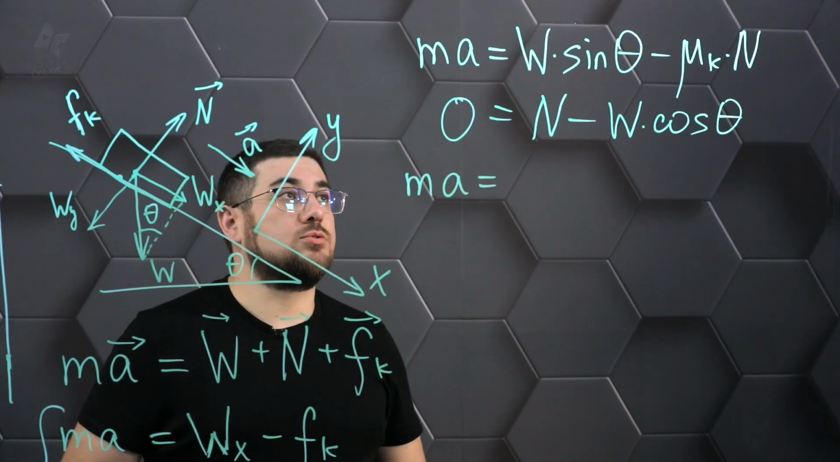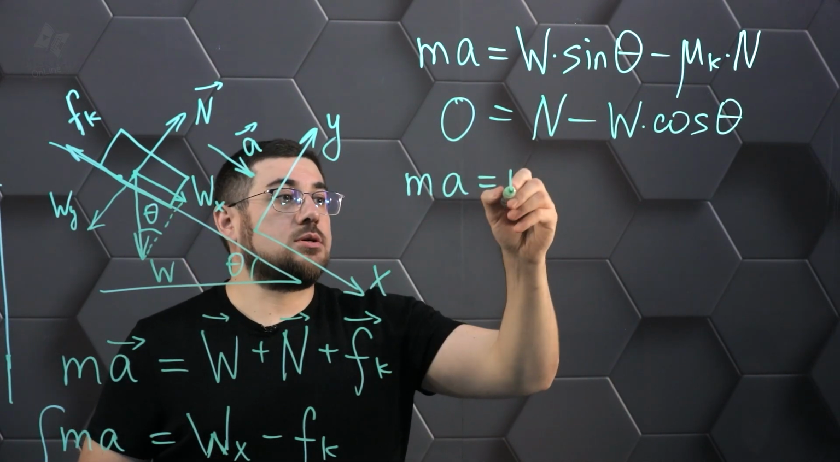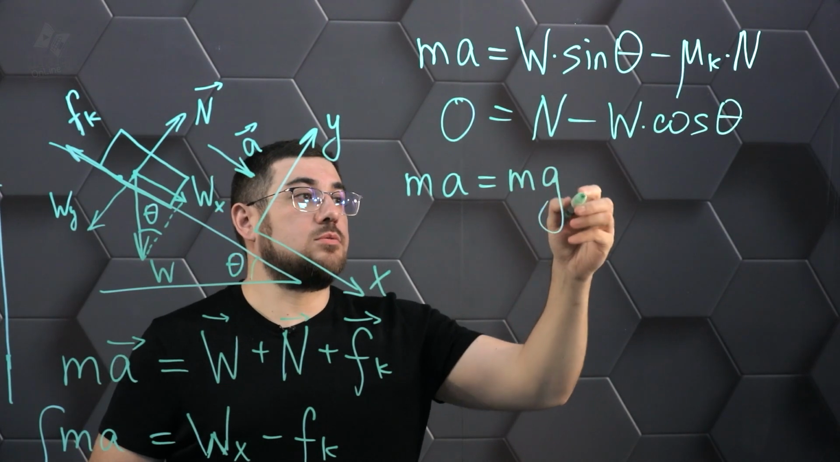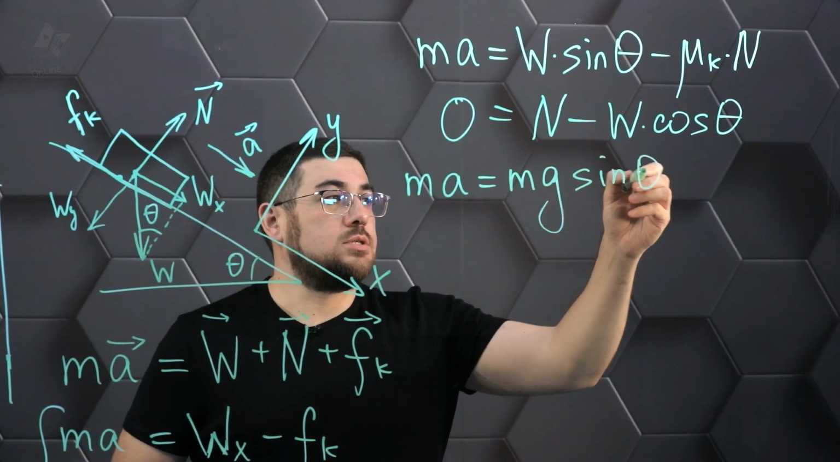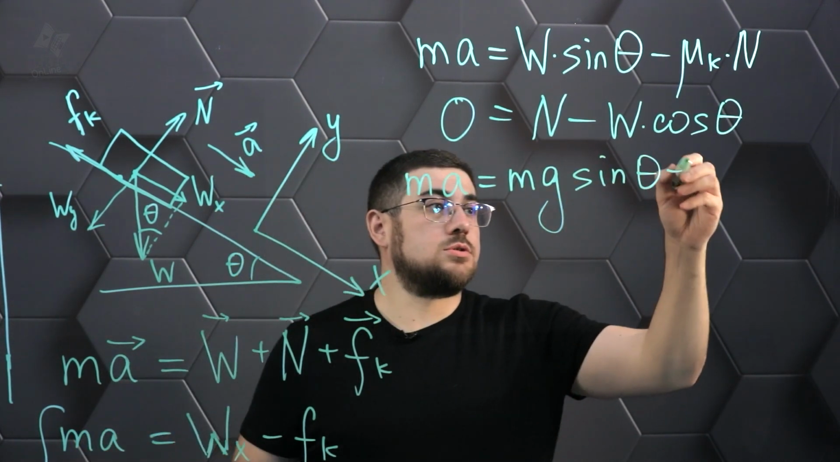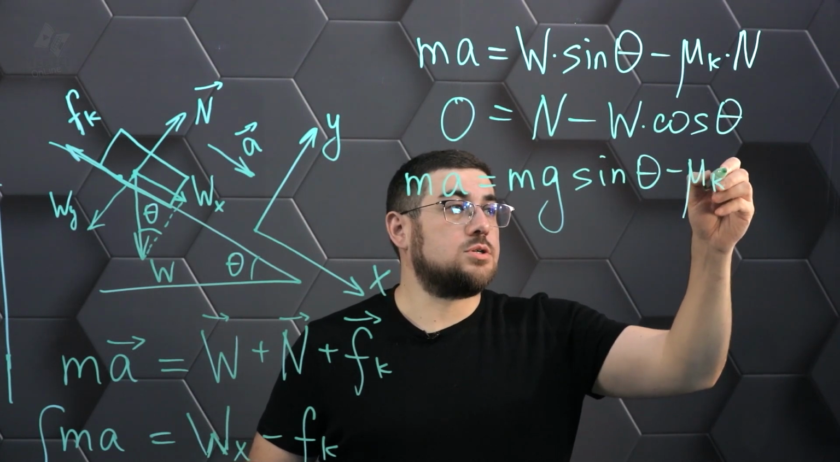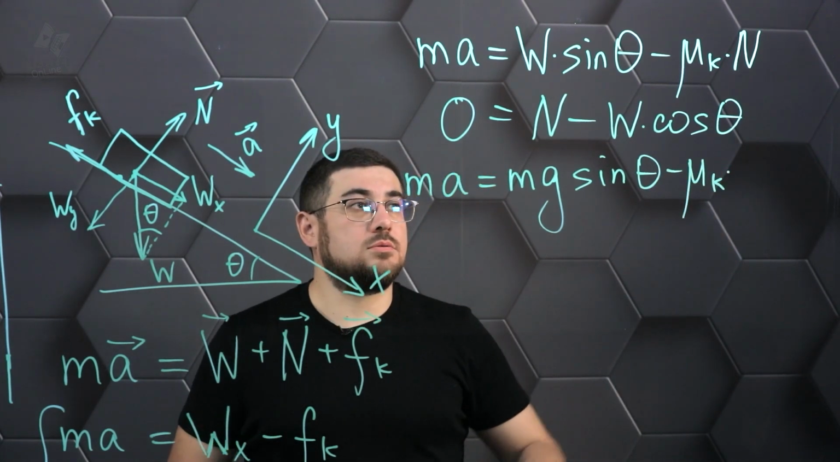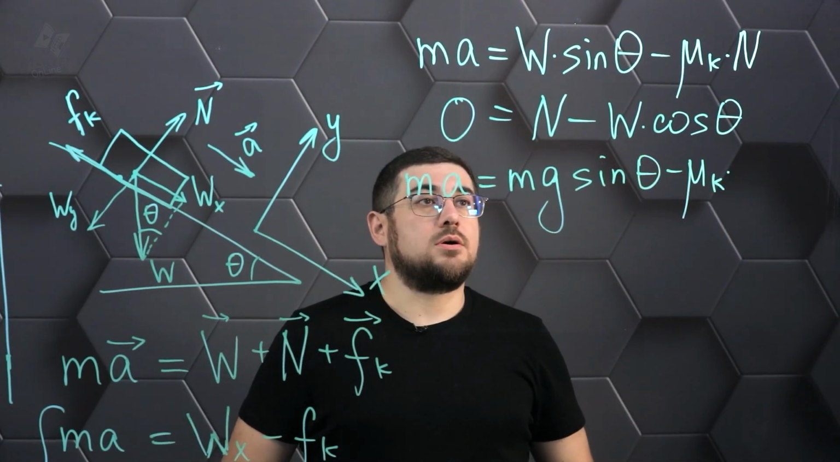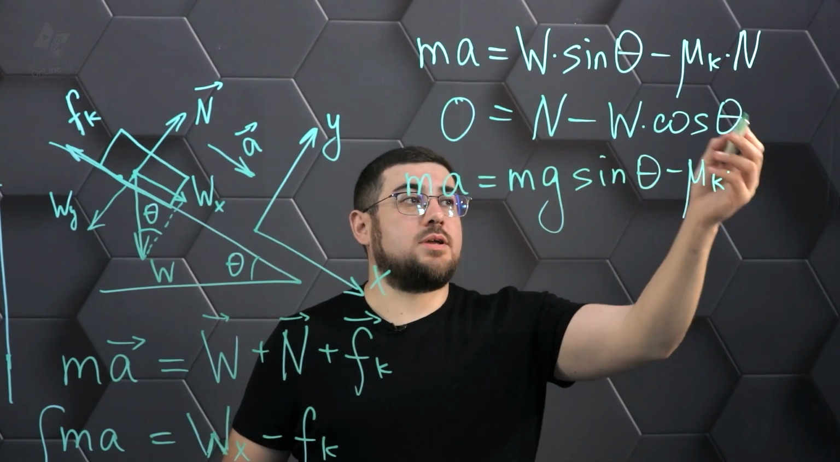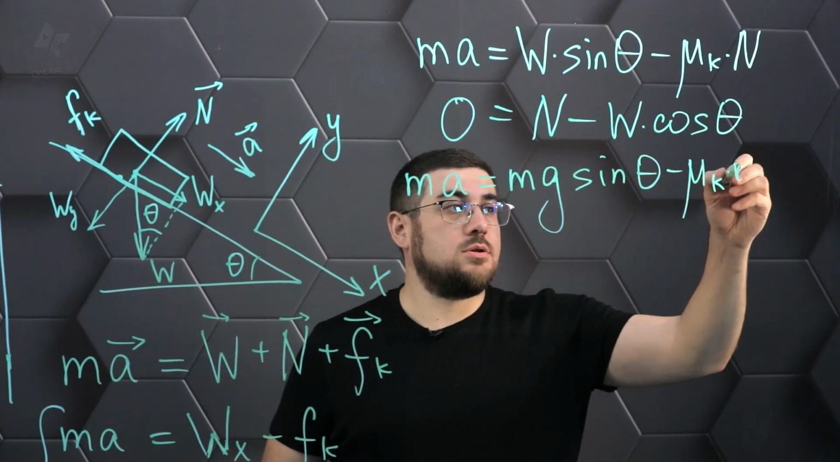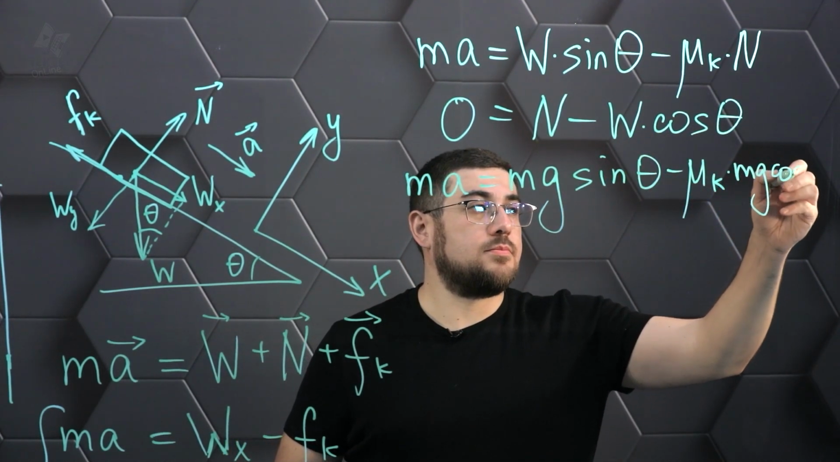The product of mass and acceleration equals the force of gravity, which is the product of mass times the acceleration of free fall, by the sin of the angle, minus the product of the kinetic coefficient of friction. Here we see that instead of the support reaction force, we're already substituting the entire component of gravity, taking into account its substitution.